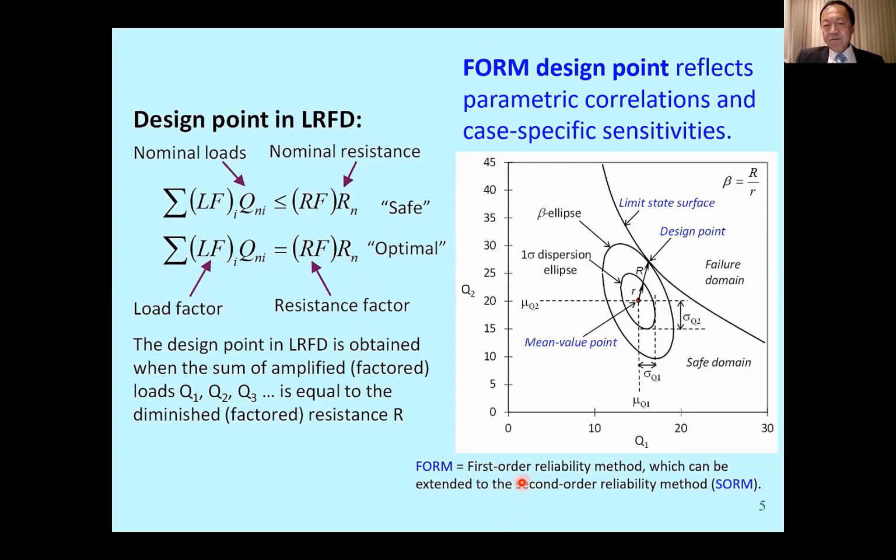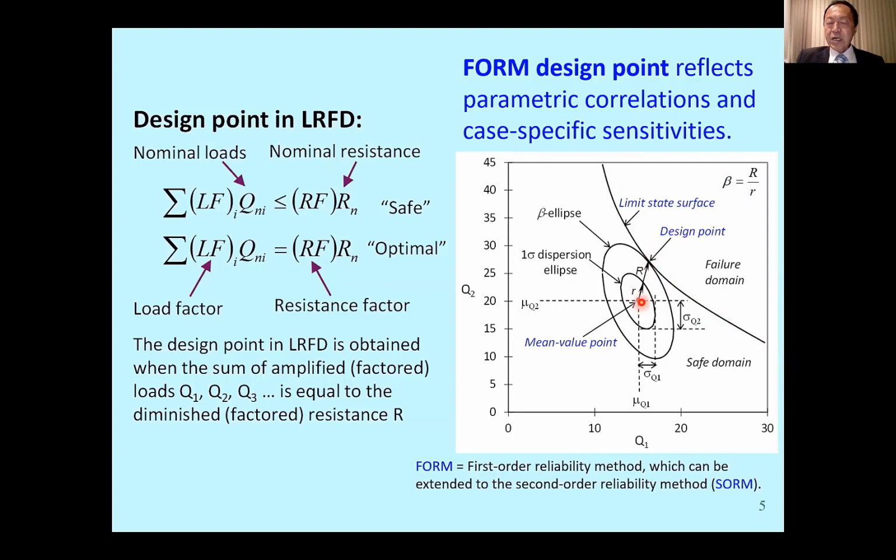FORM stands for first order reliability method, which can be extended, as I'll show later, into second order. And FORM also has a design point. However, the FORM design point reflects parametric correlations and case-specific sensitivities in a way that the LRFD factors cannot reflect. For example, the LRFD design point is somewhere here or here. It may not be the same as the FORM design point.